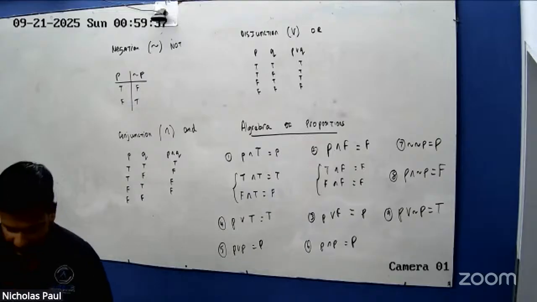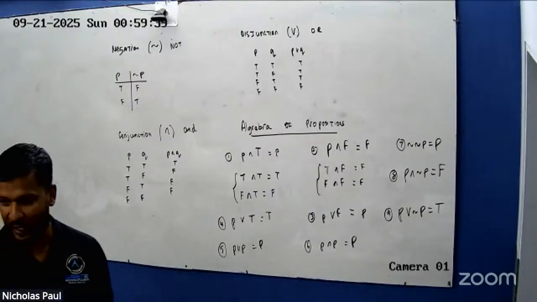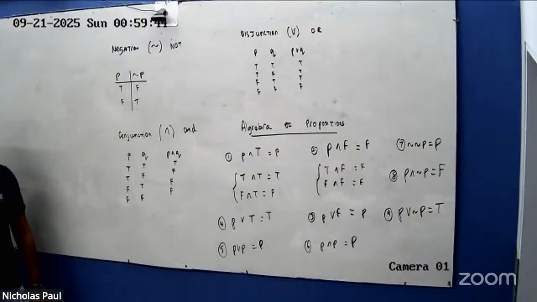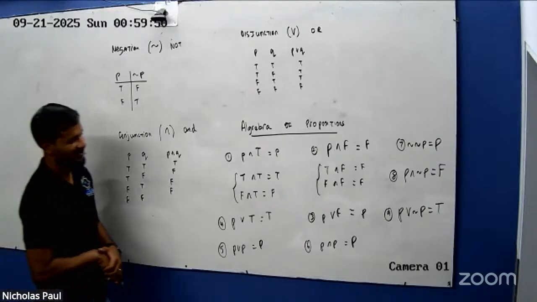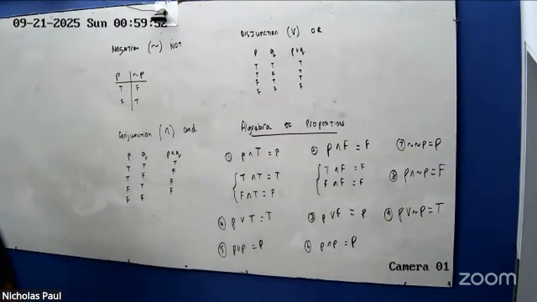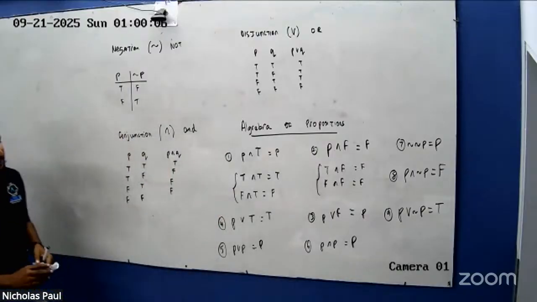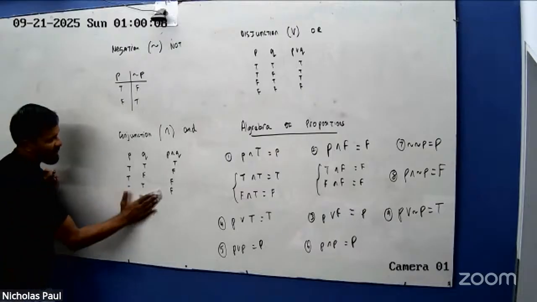Logically equivalent implies that the truth values are all the same for each statement.